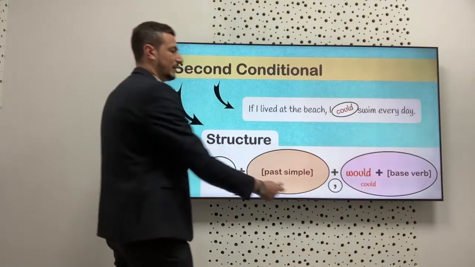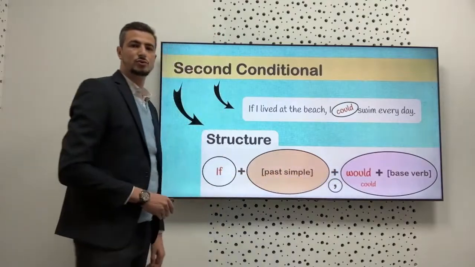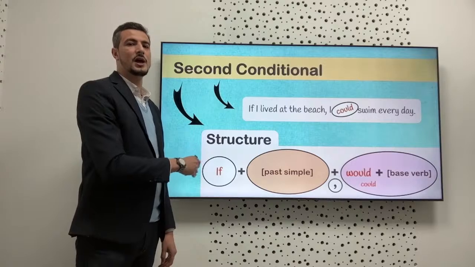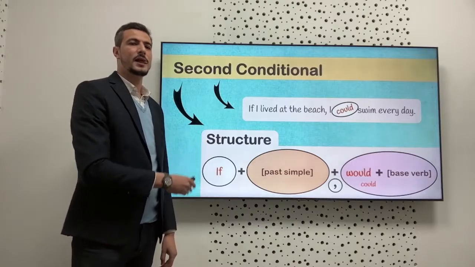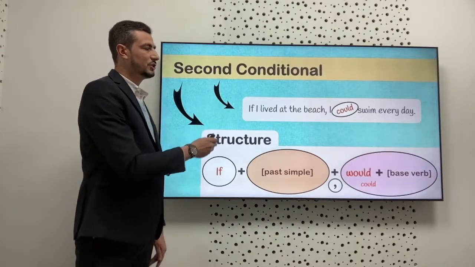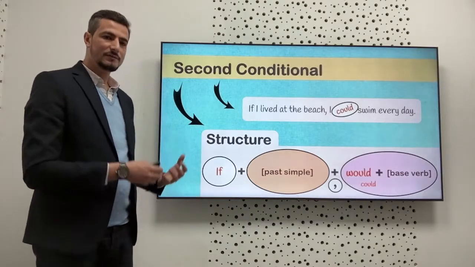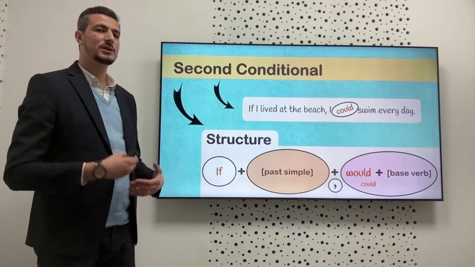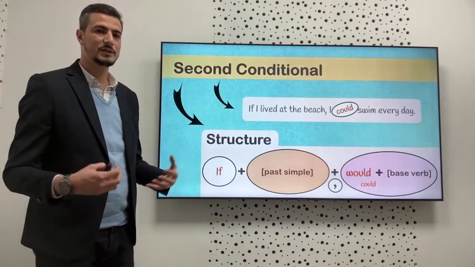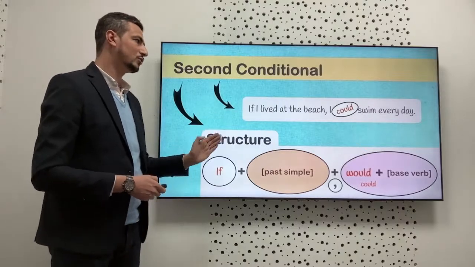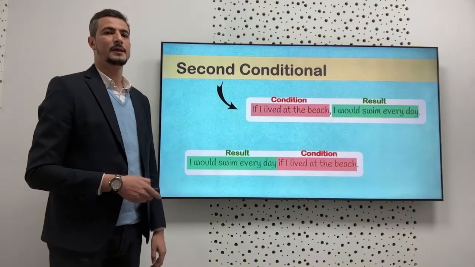We can also replace would by could. Instead of saying if I lived at the beach, I would swim every day, I would say if I lived at the beach, I could swim every day. Meaning that if I lived at the beach, there is a possibility of me swimming every day. So we can say would or could.